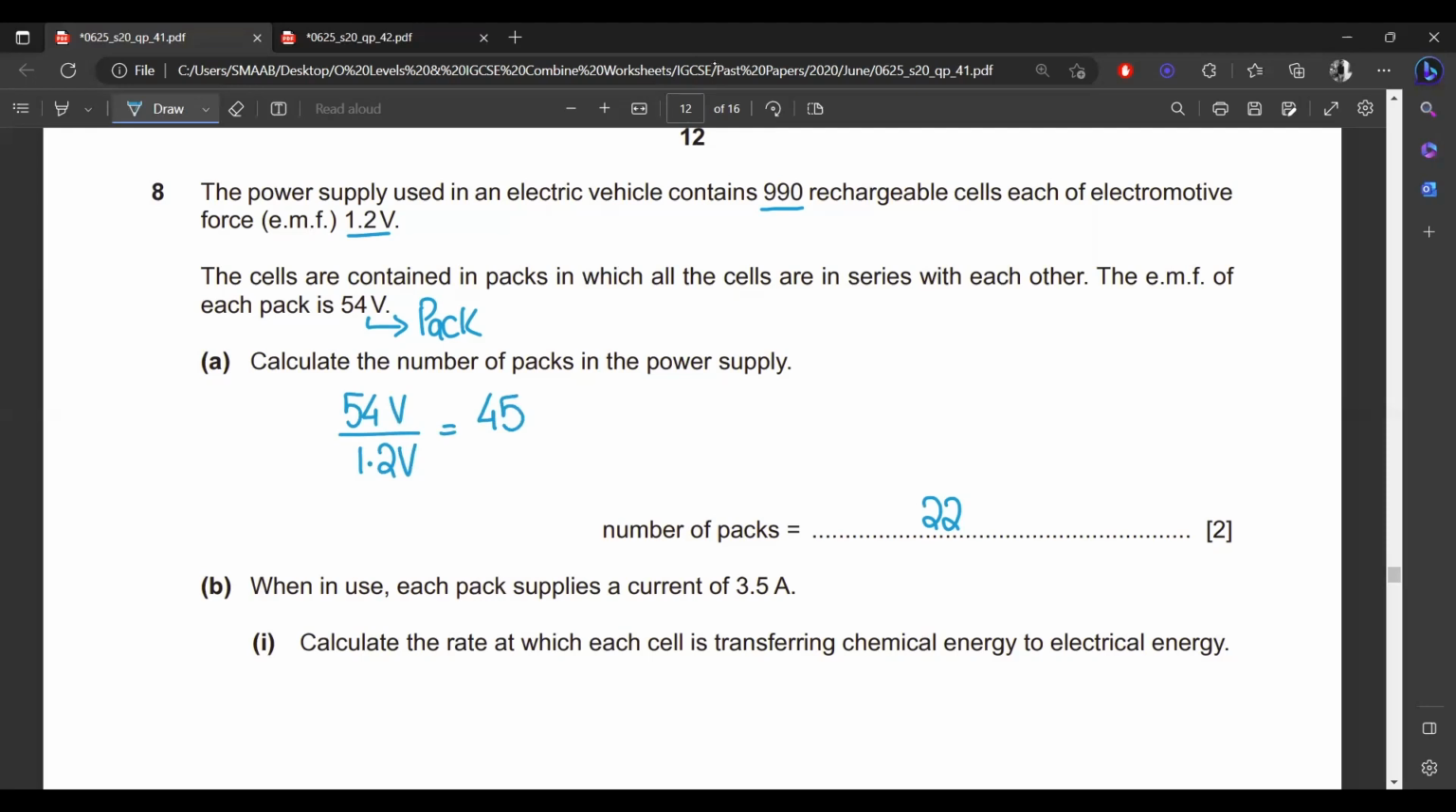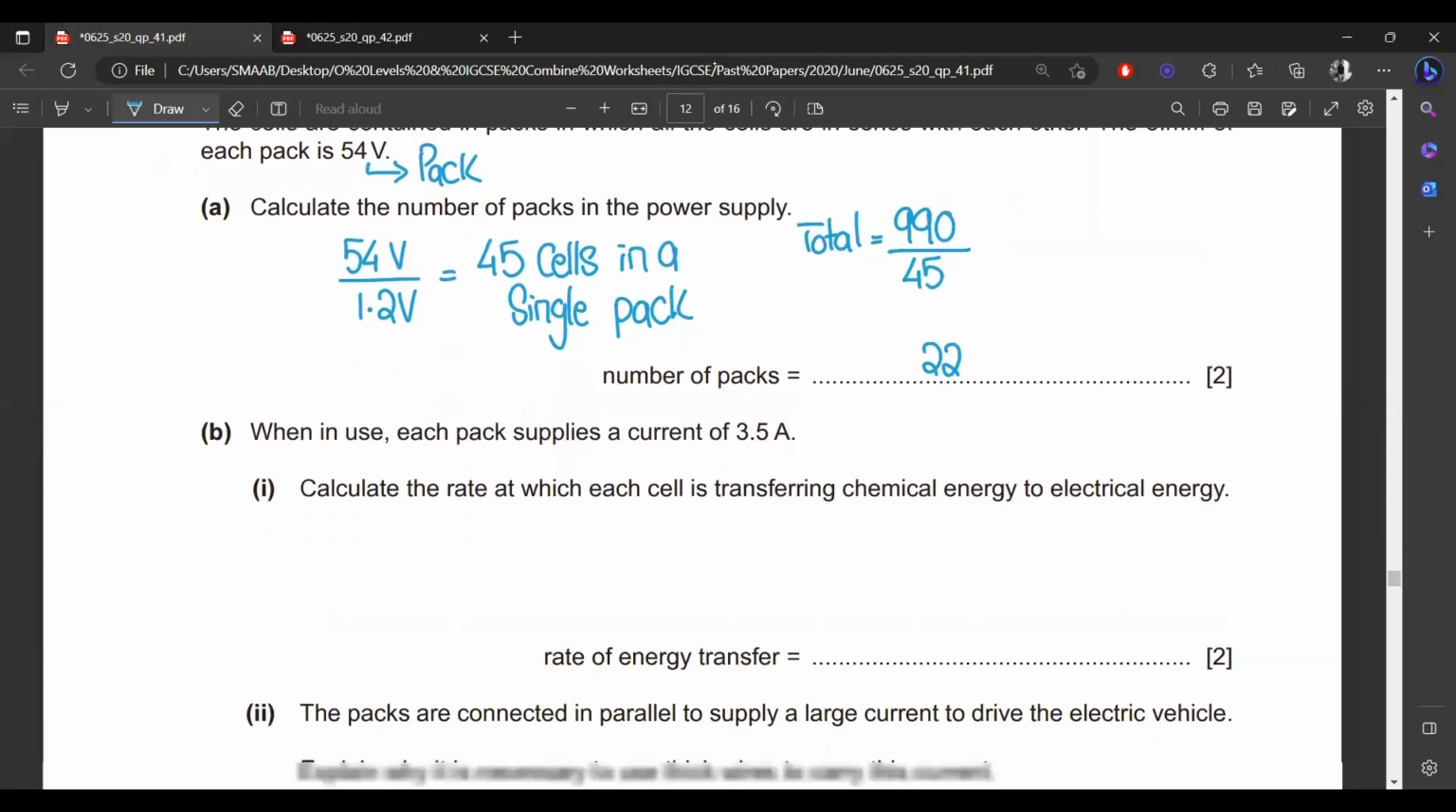So it means a single pack contains 45 cells, right? 45 cells in a single pack. And if we need to find the total number of packs, we take 990 divided by 45, so you will get 22 packs, right? Yes.